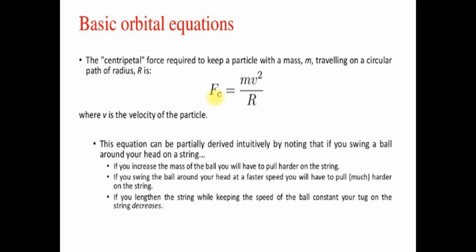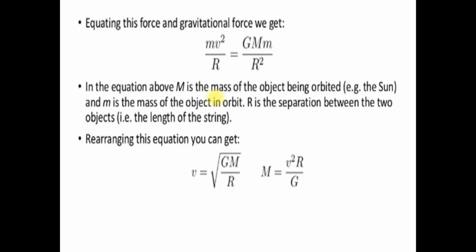intuitively by noting that if you swing a ball around your head on a string, if you increase the mass of the ball, you will have to pull harder on the string. If you swing the ball around your head at a faster speed, you will have to pull much harder on the string. If you lengthen the string while keeping the speed of the ball constant, your tug on the string decreases. Equating this force and the gravitational force, we get mv square by r is equal to GMm by r square.